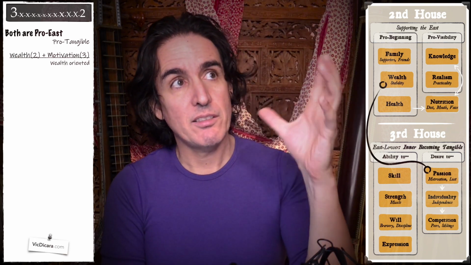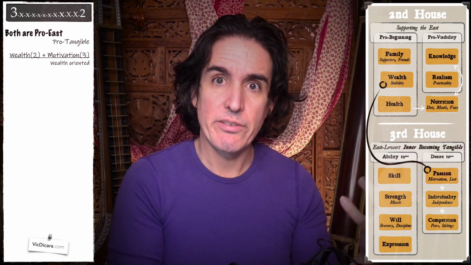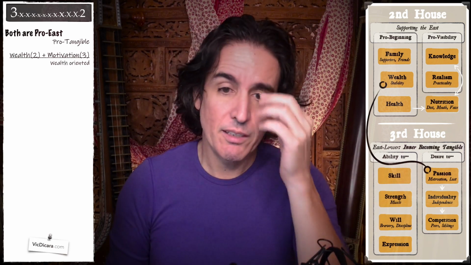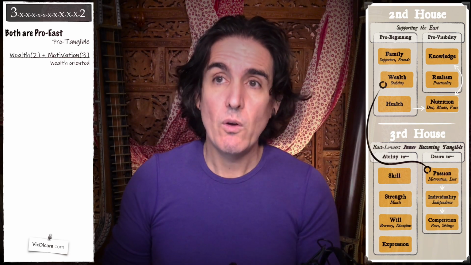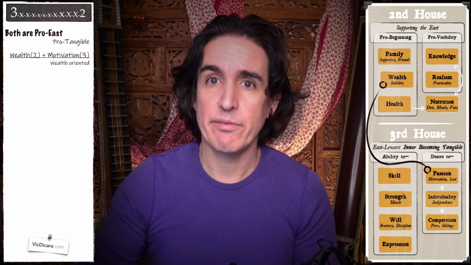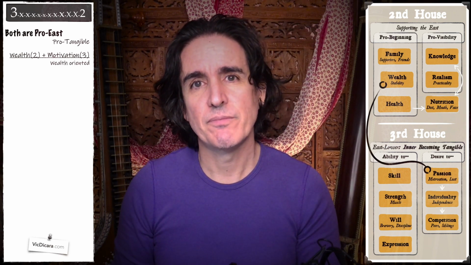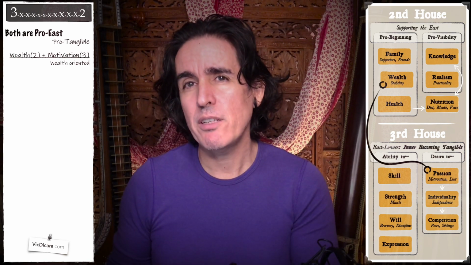So the synergy here is the second house is about wealth and the third house is about desire for wealth. So when the third and second houses combine, it indicates a native who's wealth-oriented, who wants things. They'll have drive for things, which is important because without drive, you don't have motivation. Without motivation, you don't get out of bed.